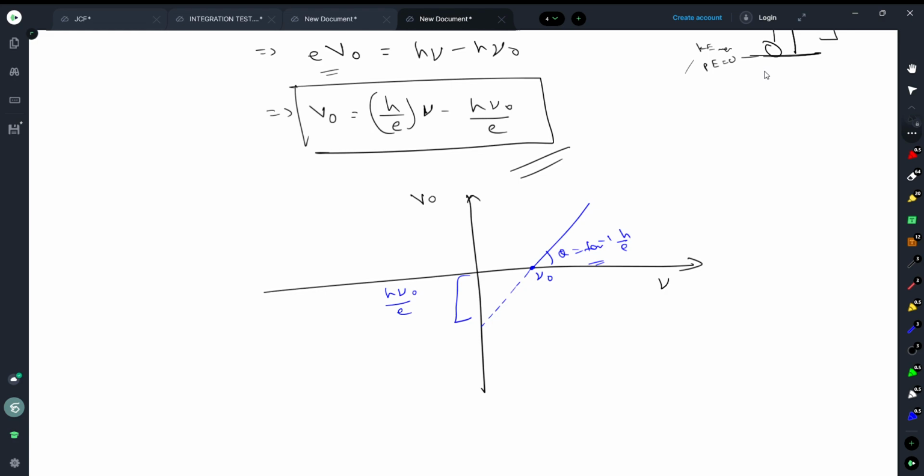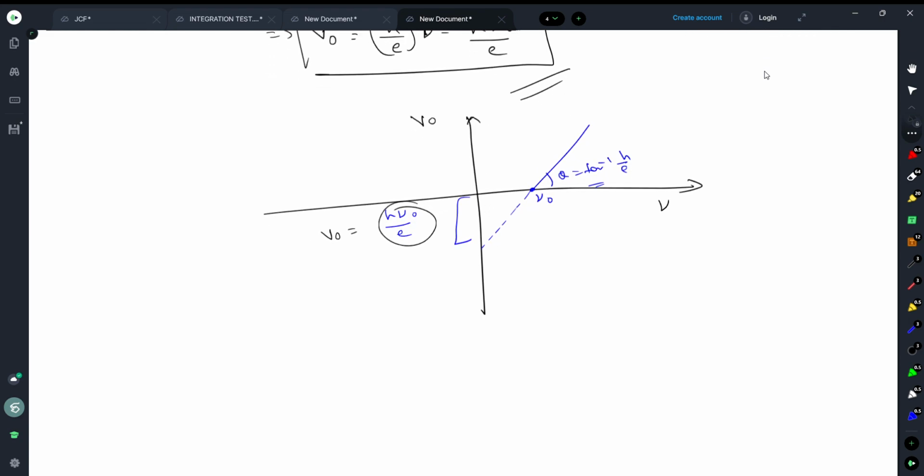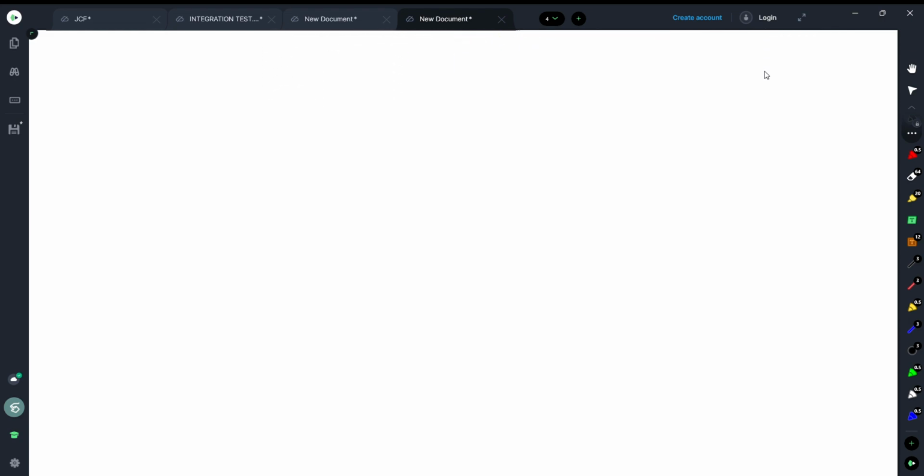This particular value gives you the value of the stopping potential. This is the energy required for the electron to just get ejected out from the metal surface. Okay. So when this is clear, let us first understand the concept of a photon. After all these observations and conclusions, let us understand the concept of a photon.